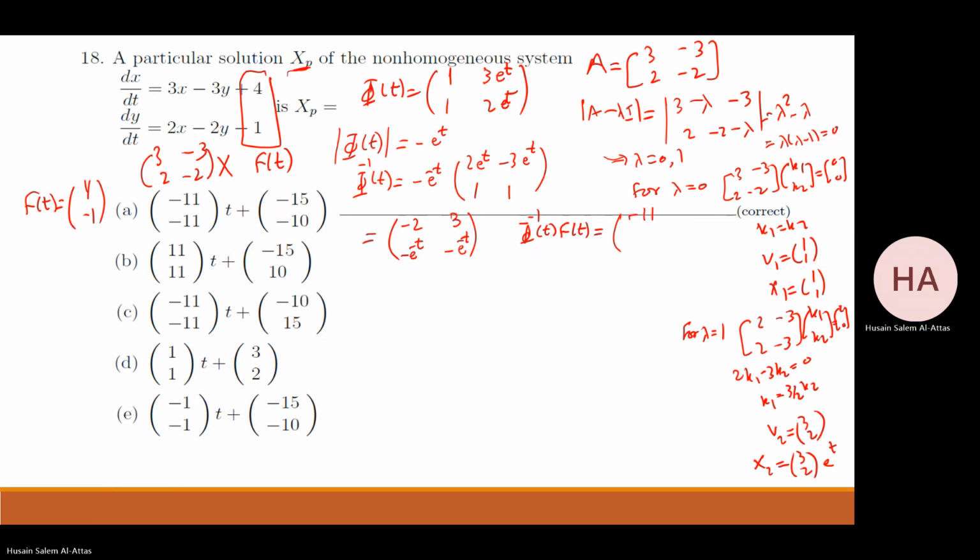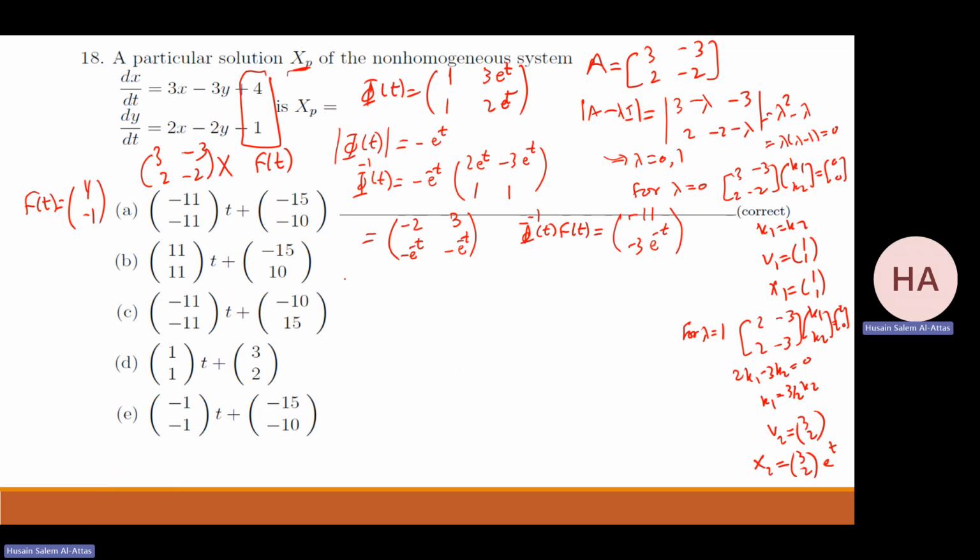Okay. And then the second row times the column, I have minus 4 plus 1. So it's minus 3 e to the minus t.